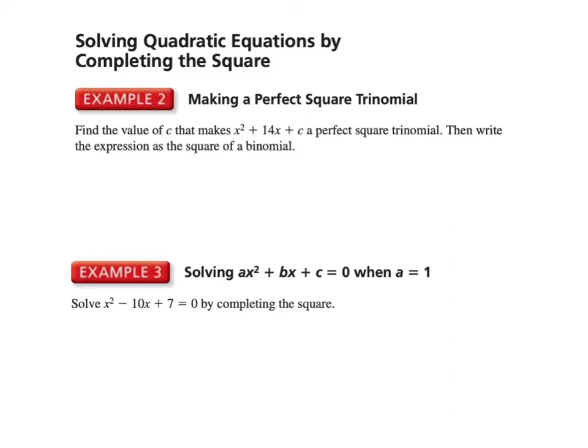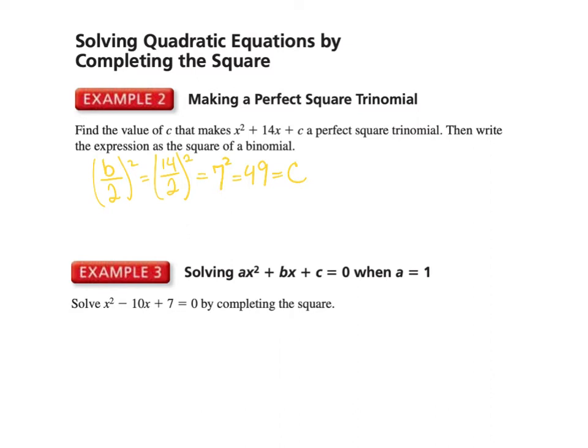Let's do example 2. Let's find c. Find the value c that makes x squared plus 14x plus c a perfect square trinomial. Then write the expression as the square of a binomial. So we've got to find that perfect value. We're going to practice that first before we go into solving. You take your b value, divide it by 2, and square it. Our b value here is 14. Divide it by 2, and square it. That's 7 squared, which is 49. So 49 is that magic c value that makes it possible for us to write this as a perfect square trinomial. So let's do that.